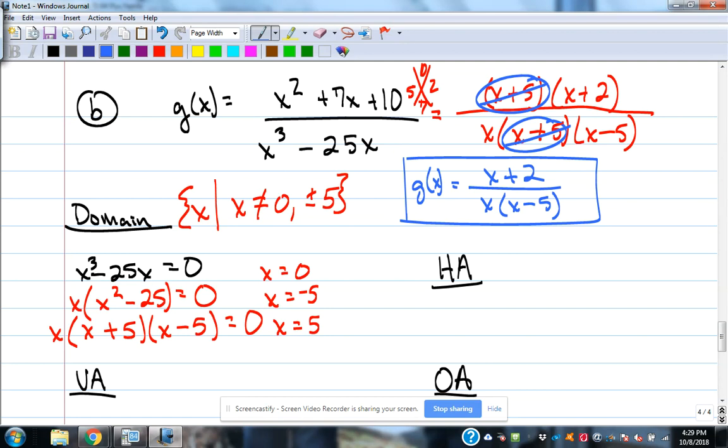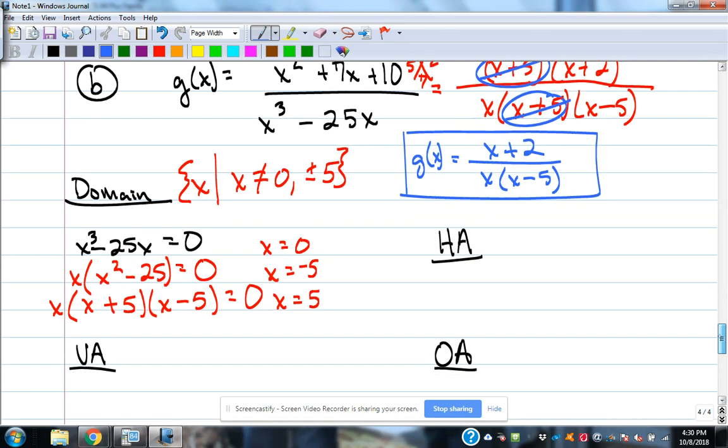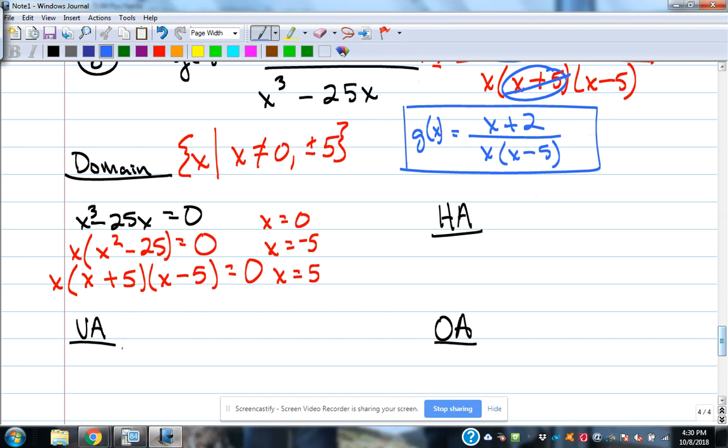You may find it helpful to multiply that back out so that you can see the degree a little bit better. It's not necessary to find the degree, but it is sometimes helpful to just distribute that x back out so that you see the denominator has a degree of 2 and the numerator has a degree of 1. Okay. So next step is vertical asymptotes.